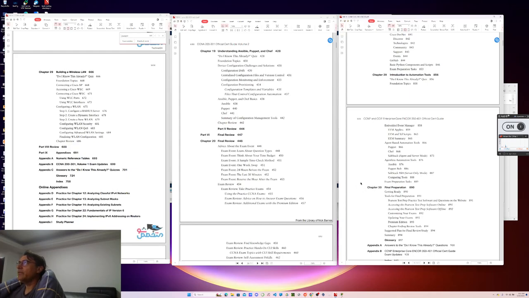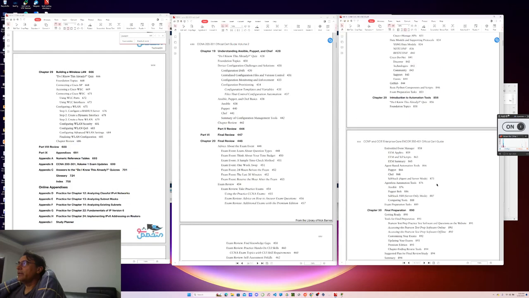And I felt like that too. I felt the CCNP kind of went into deeper detail on what the last part of the CCNA touched on. As you see here, it introduces you to Ansible and Puppet, but then here it introduces you to more automation software. So I think the CCNP is a more detailed extension of the latter part of the CCNA.